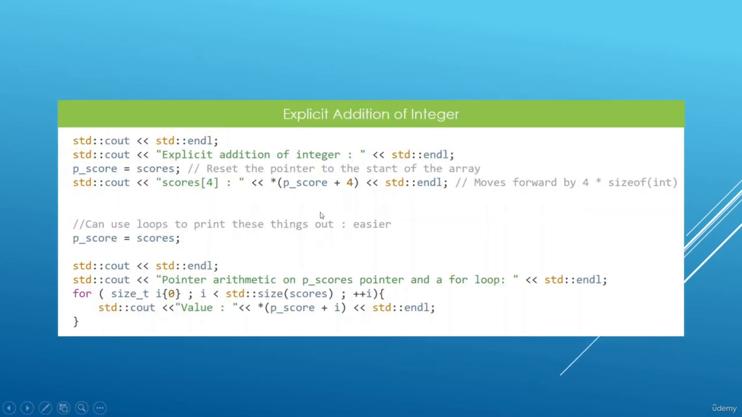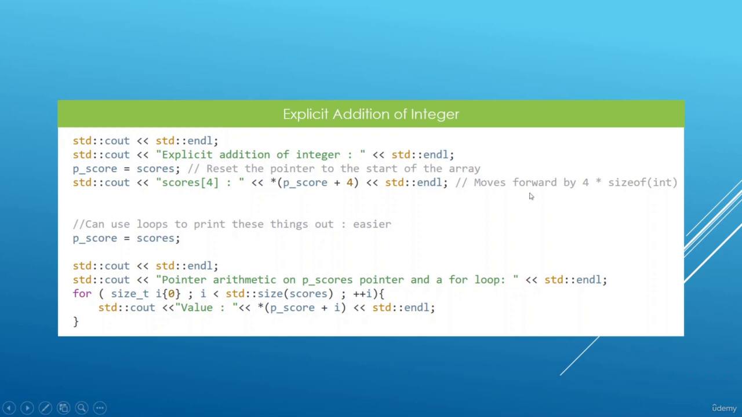You can also move by many ints forward by adding a specific number to the pointer that you have. So here you see that we have pscore. It is pointing to the first element in the array. And if we increment it by 4, it is going to point to 4 ints away from the current location that we are at. And if we dereference that, we're going to get that printed out.